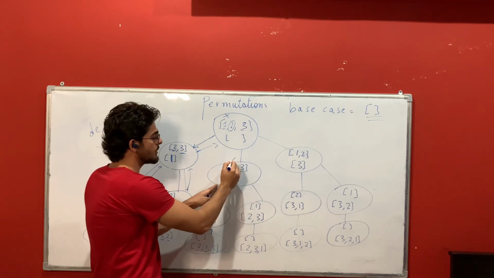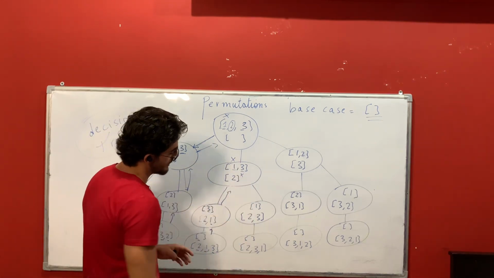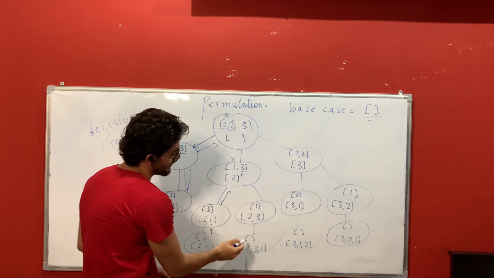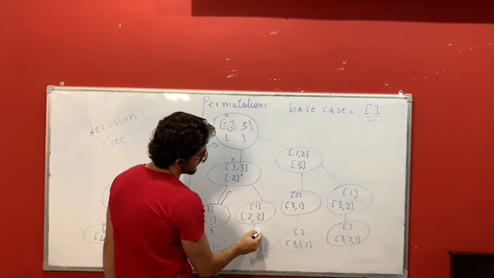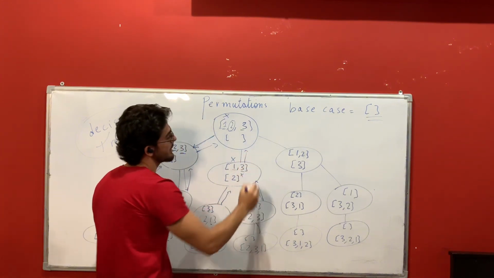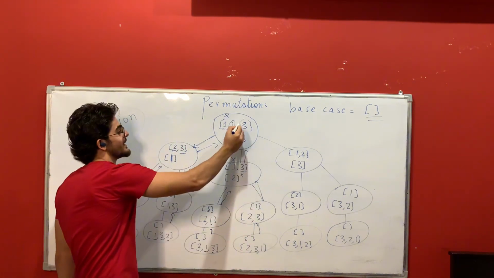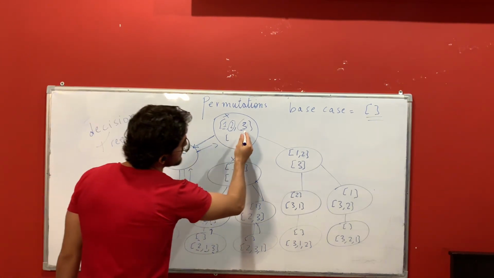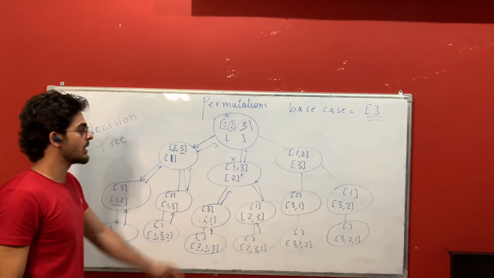Now I don't want to pick 1, so I pick 3. So here I have 2, 3. What am I left with? With 1, so I pick 1, 2, 3, and 1. Then I backtrack until reaching 3. A lot of backtracking in this video. So the same process repeats until the subtree of 3.